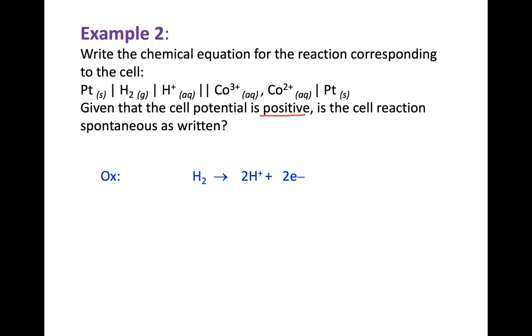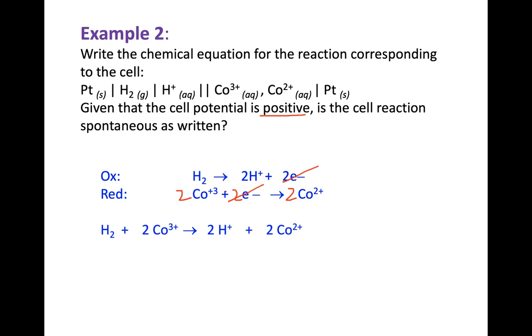So first up, we'll think about, well, that same oxidation step. So this half looks very similar to the previous example. So we're going to have oxidation where hydrogen becomes hydrogen ions, protons, and electrons. And the reduction step in this case is cobalt 3 plus an electron going to cobalt 2 plus. So again, we need to multiply by 2 so that our electrons cancel out. And we add it up, and we're going to get hydrogen plus 2 cobalt 3 plus ions makes 2 hydrogen ions plus 2 cobalt 2 plus ions.